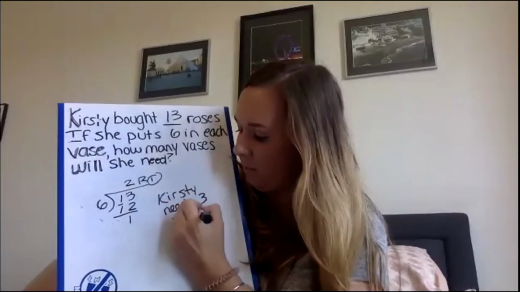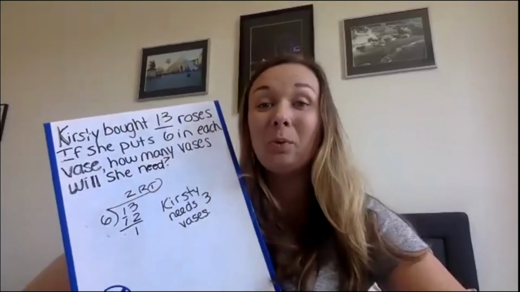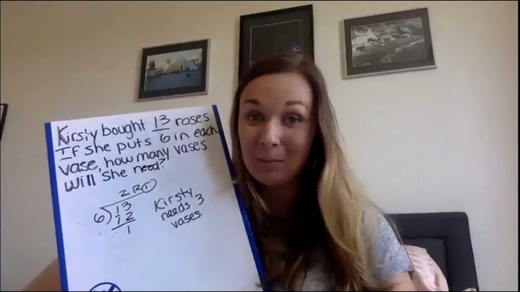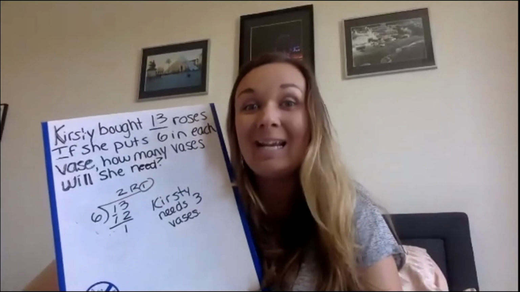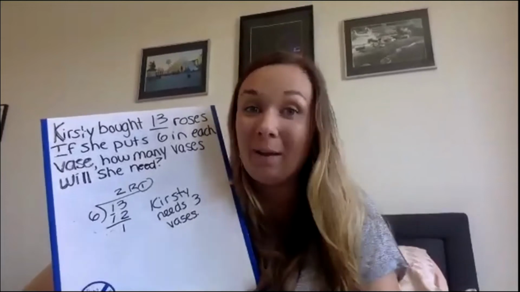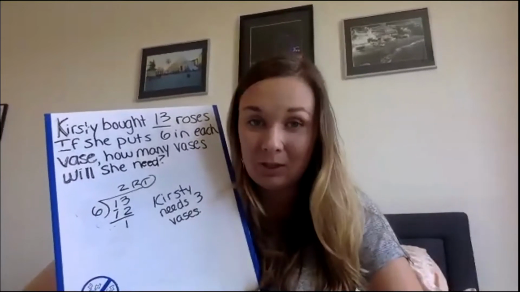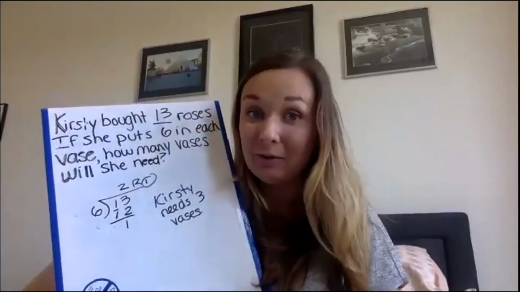vases. Sometimes it doesn't make sense to have a remainder, and we need to bring the remainder in as another group. This is one of those examples. It didn't make sense to leave out a flower that she spent money on, so we needed to get another vase. It will just be a little bit empty. It will not be a full vase, but she could buy more flowers to put into that vase. She still will need 3 vases in order for all 13 flowers to fit.